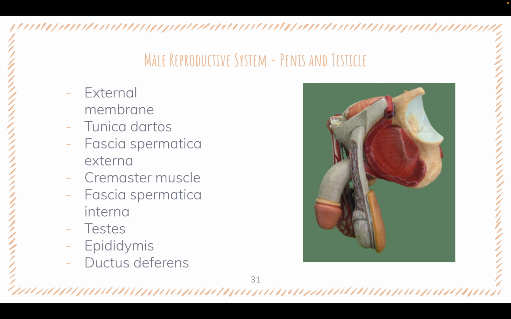In the penis and testicle, we have the external membrane, the tunica dartos, the fascia spermatica externa, the cremaster muscle, the fascia spermatica interna, the testes, the epididymis, and the ductus deferens.